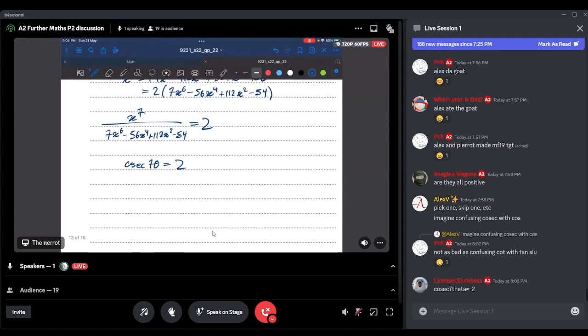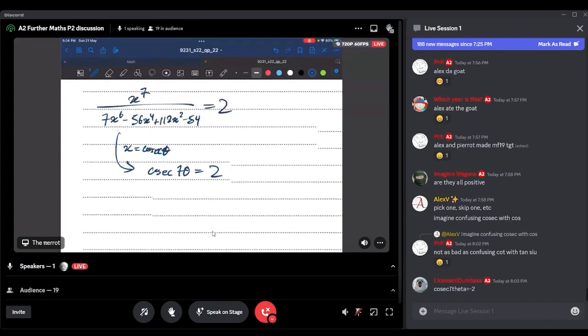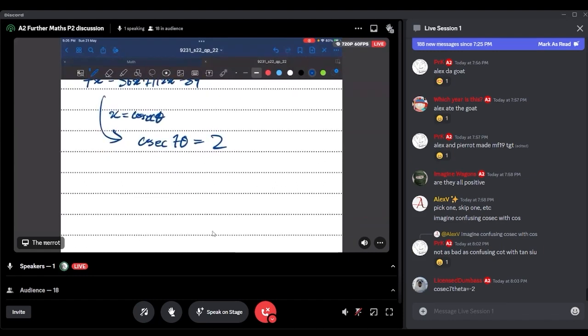So let me just put it down here. You let x become cosecant theta. That means all the roots of x have to be in the form of cosecant of something. Now we just solve this. Cosecant is just 1 over sine, so flip both sides. You get sine 7 theta is 1/2.